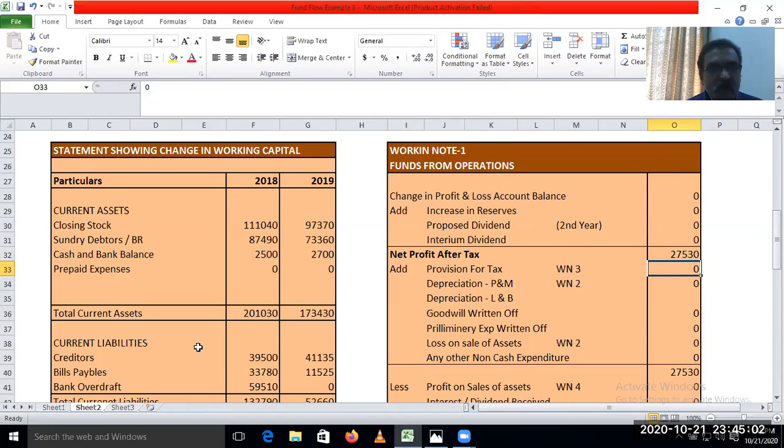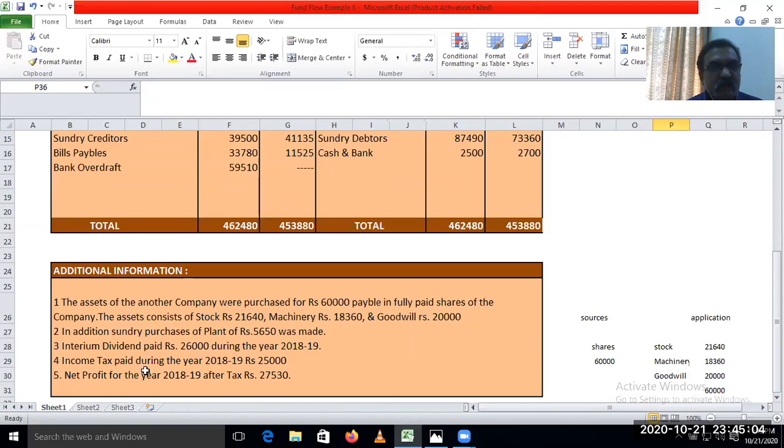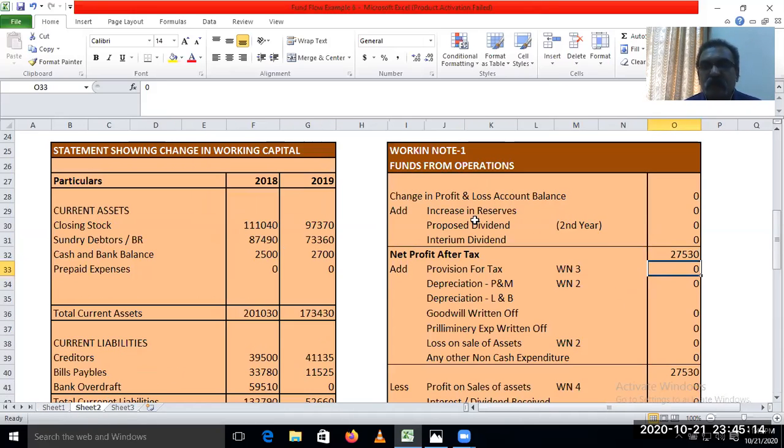Only thing is that in this case the dividend paid is given, that we will have to consider on the fund flow statement, at the time of adjustments. I hope it is clear. There is no confusion. Every time first we do these things and then we get the amount of net profit after tax. Now here that amount is directly available to us.